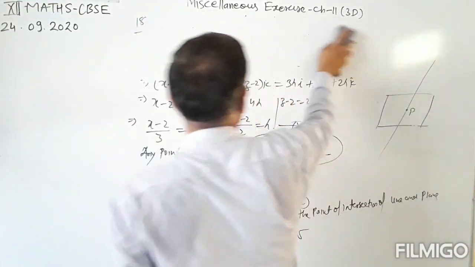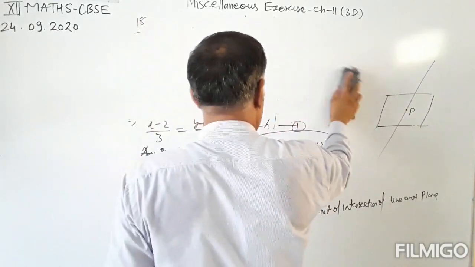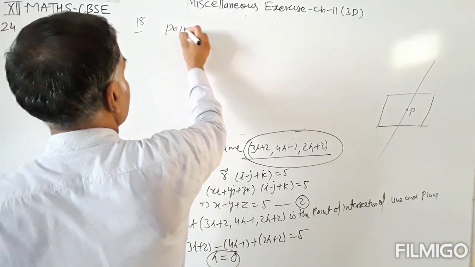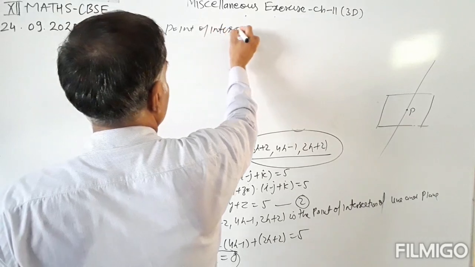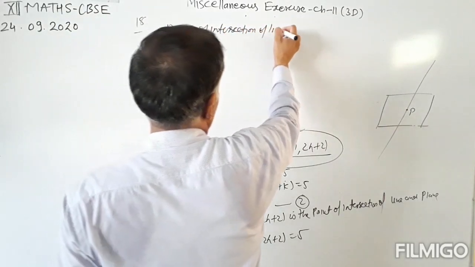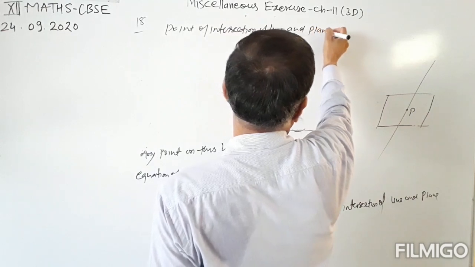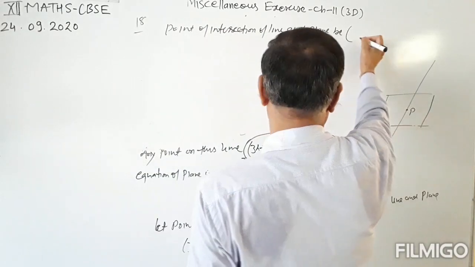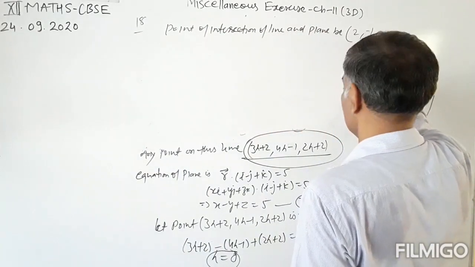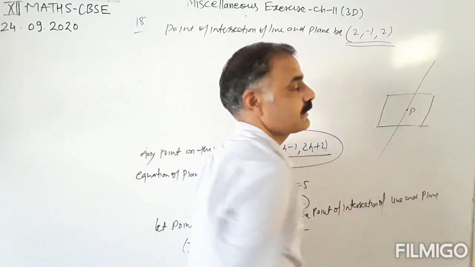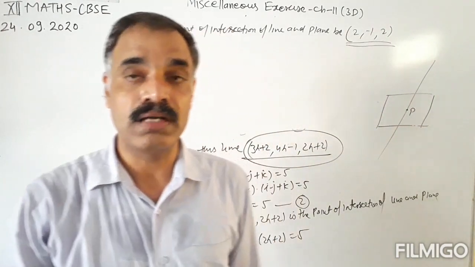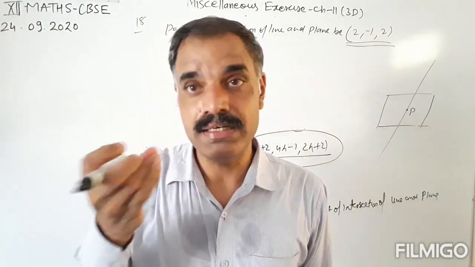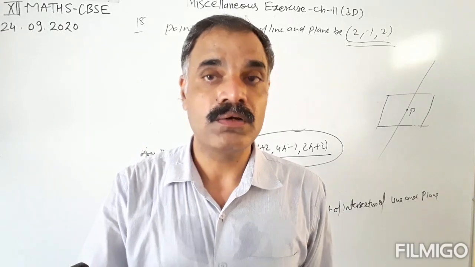So the point of intersection of line and plane: putting lambda equal to 0, we will have 2, minus 1 and 2. This is the point of intersection of line and plane, that is point P. Okay, so this is one of the methods for finding the point of intersection of the line and plane.